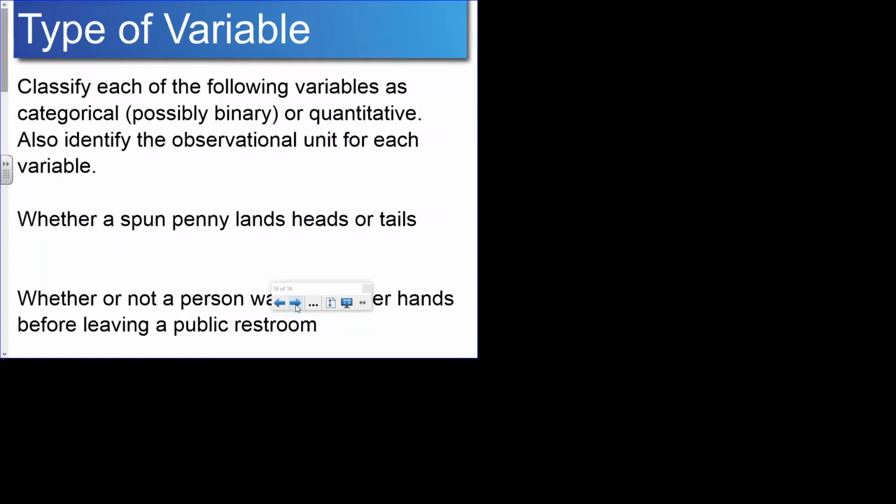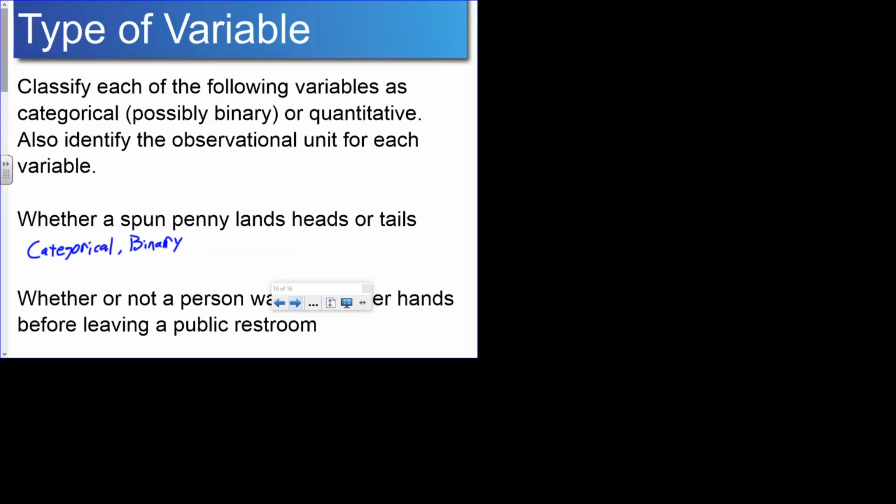So the first one, whether a spun penny lands heads or tails. Okay, so if it lands heads or tails, neither one of those is a quantity, so that is a categorical. And this is another example of binary. Okay, so that is the type, but what is the observational unit?